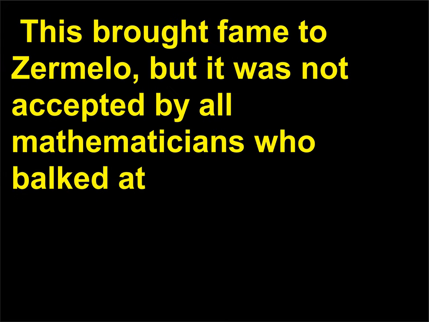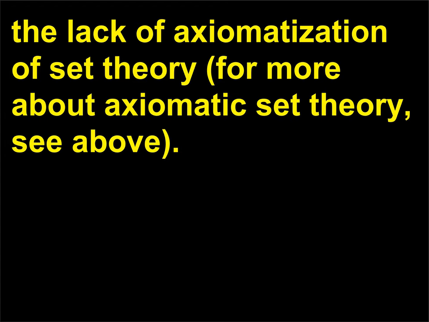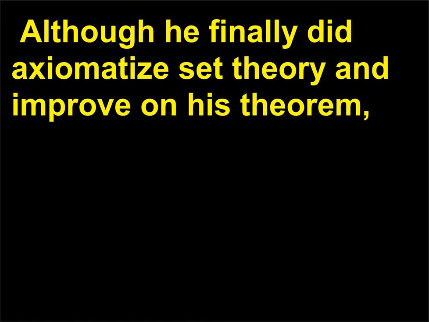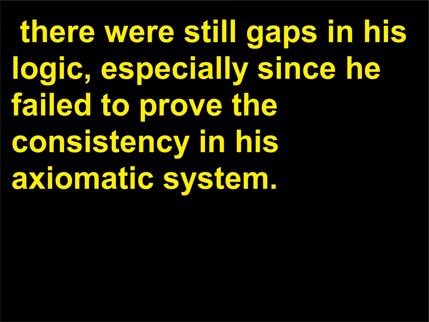This brought fame to Zermelo, but it was not accepted by all mathematicians, who balked at the lack of axiomatization of set theory. For more about axiomatic set theory, see above. Although he finally did axiomatize set theory and improve on his theorem, there were still gaps in his logic, especially since he failed to prove the consistency of his axiomatic system.